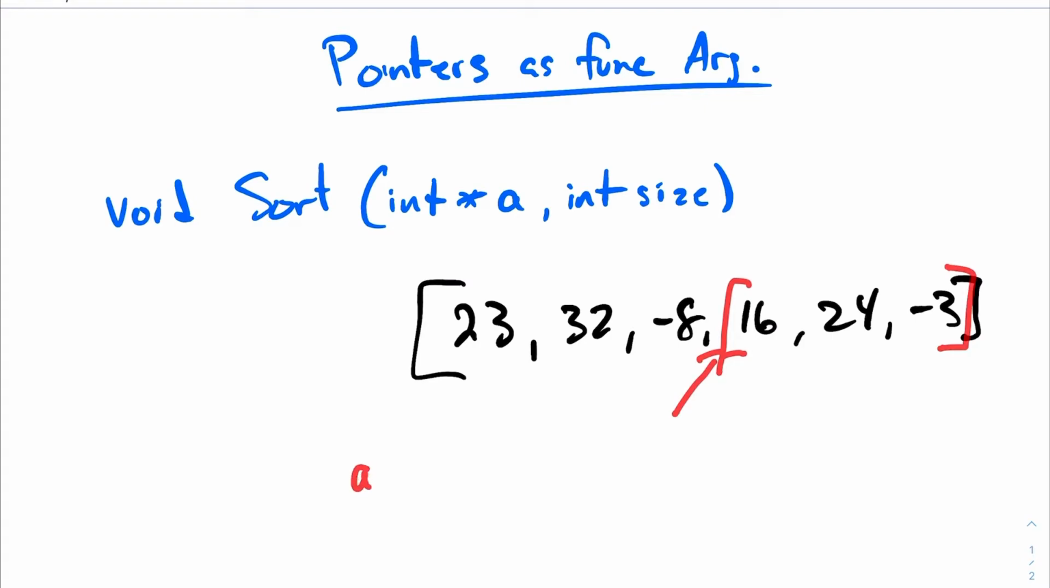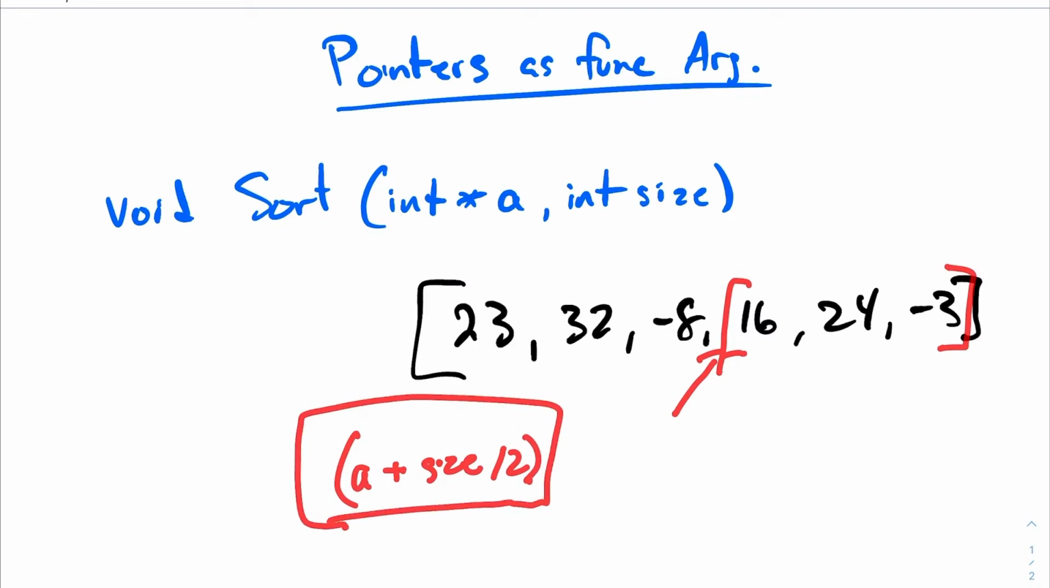Well, we'd say we need a pointer, which is a plus the actual size of this thing divided by 2, right? We wouldn't dereference it in this case, but we're doing a little bit of pointer arithmetic. And this is what I would pass into my function. Take my array and then add half my size to it. In this case, it's 3, and give me a pointer to this location.